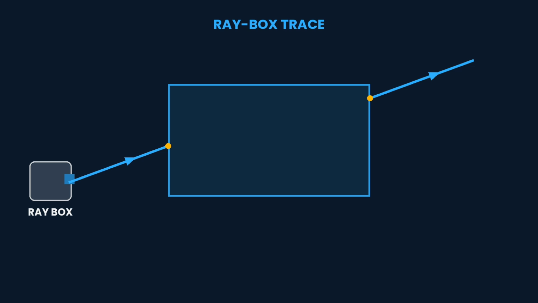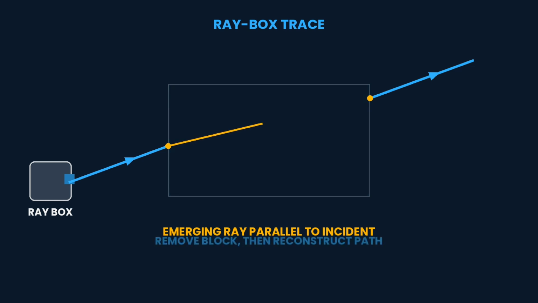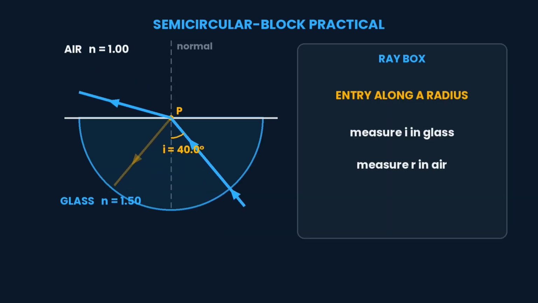For a ray box investigation, draw around a rectangular block, mark the incident and emerging rays, and then remove it. Then reconstruct the internal path. With a semicircular block, direct the ray through the curved face along a radius, and then measure I in the glass and R in the air for several angles.